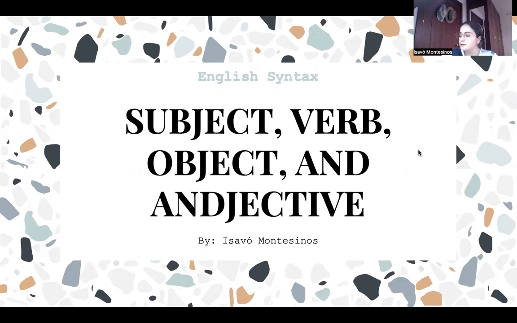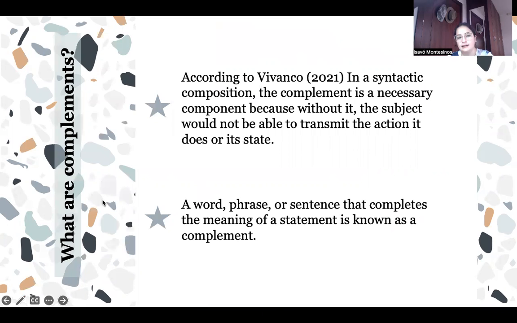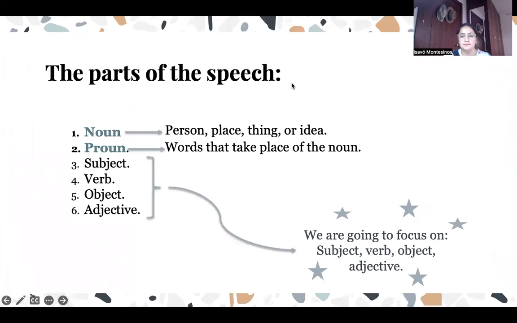Okay, in this video, I'm going to talk about the complements: subject, verb, object, and adjective. Before we start, let's consider a definition of the complement. According to Vivanco, a complement is a syntactic composition. The complement is a necessary component because without it, the subject would not be able to describe what the subject does or its state. A complement can be a word, phrase, or sentence that completes the meaning of any statement.